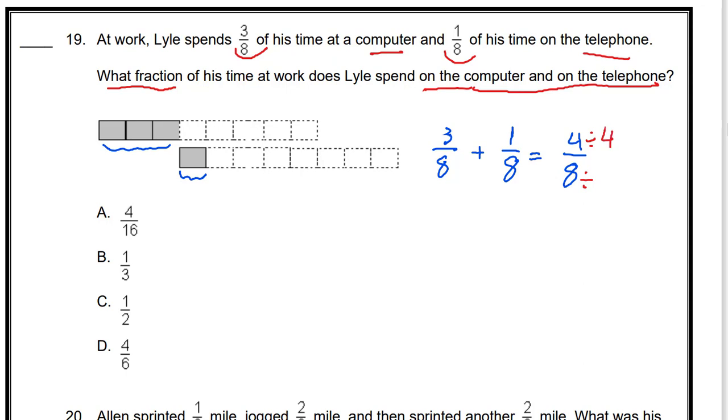Okay, let's try dividing by 4. 4 divided by 4 equals 1. And in the denominator, 8 divided by 4 equals 2. So the correct choice C is 1/2. Okay, thank you, my hero.